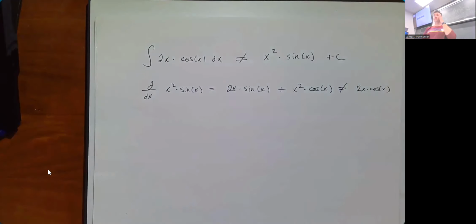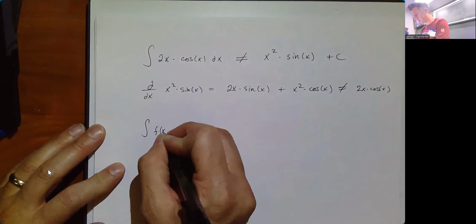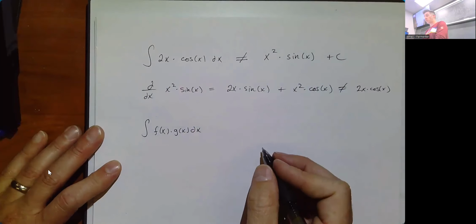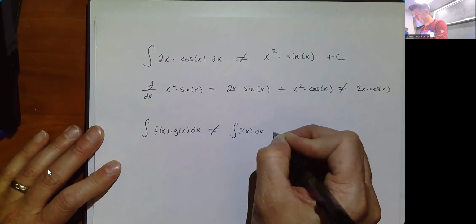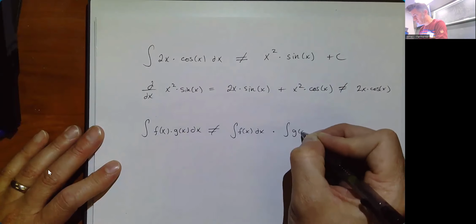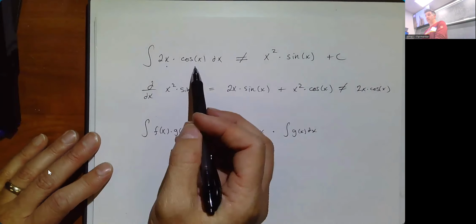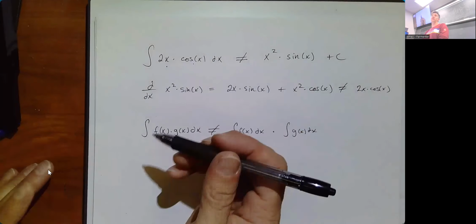So the important thing to know here, and it is important because I've seen people make this mistake over and over again over the years, is that when you find the integral of a product of two functions, it is almost never equal to the integral of the first function times the integral of the second function. Which is what I did for that there, right? The integral of 2x is x squared. The integral of cosine is sine. So I said, oh, can we just multiply the results together? And the answer is definitely not.